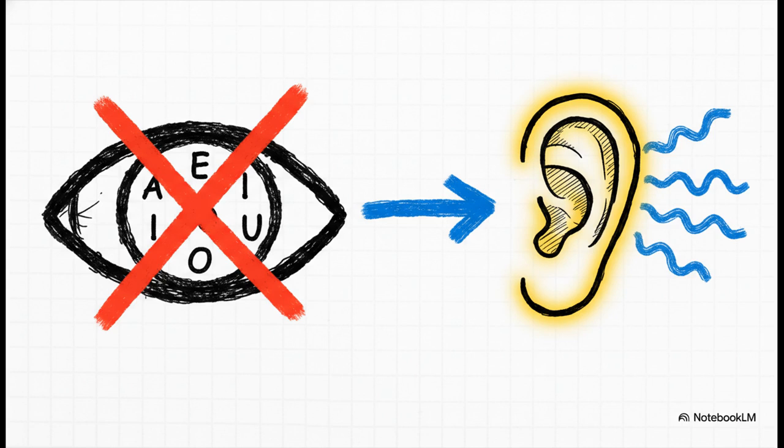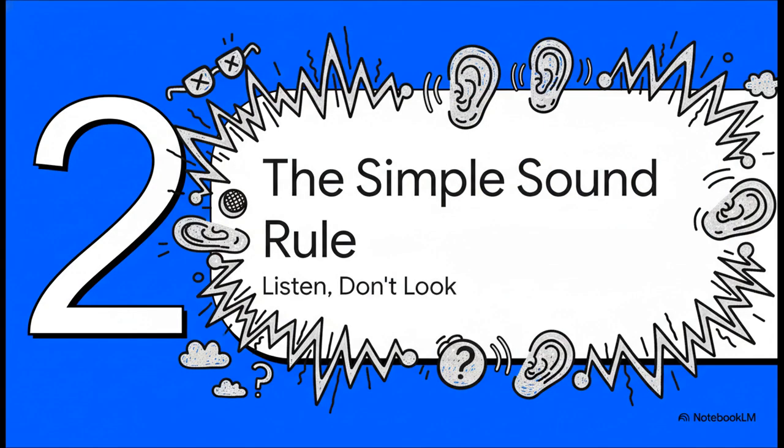Seriously, once you make that little mental switch from looking at the letters to listening to the sounds, everything just clicks into place. So, this is the main takeaway. From now on, you've got to trust your ears, not your eyes. Forget about memorizing those 5 vowel letters. All you need to do is listen for one of 2 things. Is it a vowel sound or is it a consonant sound? Let's take a look at how this plays out.